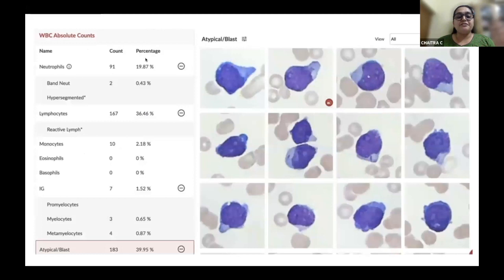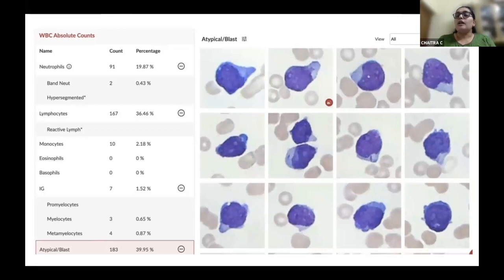So AI gave a differential count with 39% blasts, and this is the patch view wherein we can see the blasts with high N/C ratio, fine chromatin, and conspicuous nucleoli, and a few blasts also showed Auer rods. So with this, all the morphological details are very clearly appreciated on our AI100.